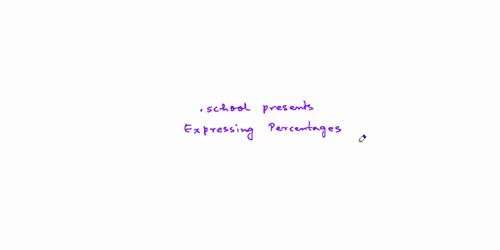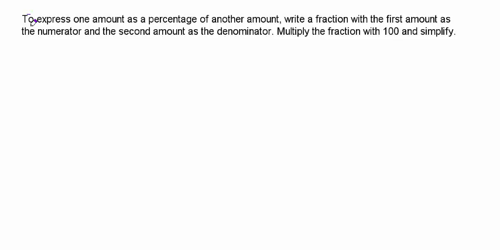Dart skill presents expressing percentages. To express one amount as a percentage of another amount, write a fraction with the first amount as the numerator and the second amount as the denominator. Then multiply the fraction with 100 and simplify. The best way to understand this statement is by doing a few problems.